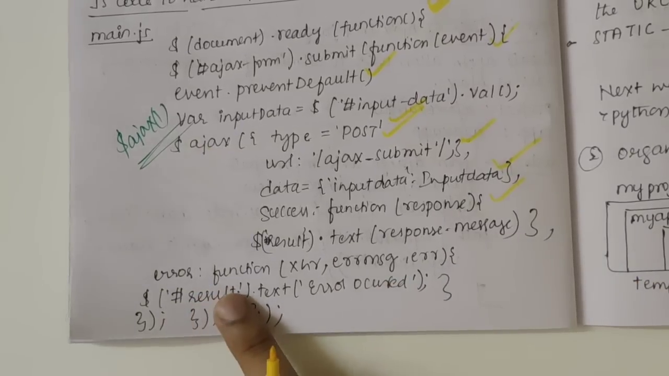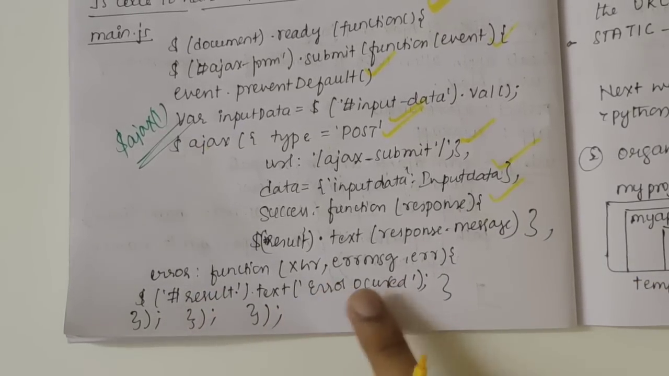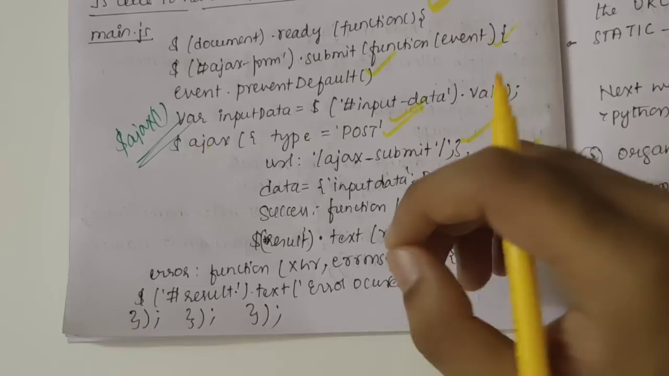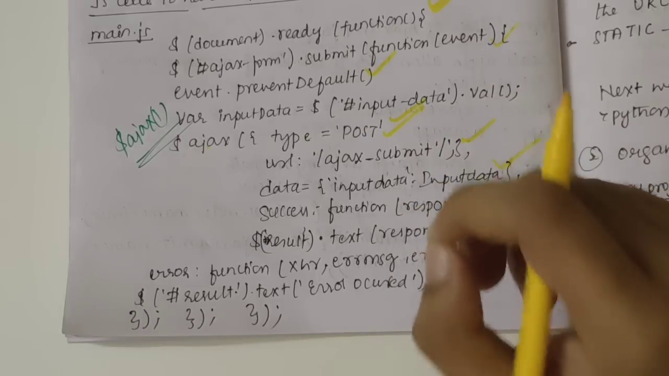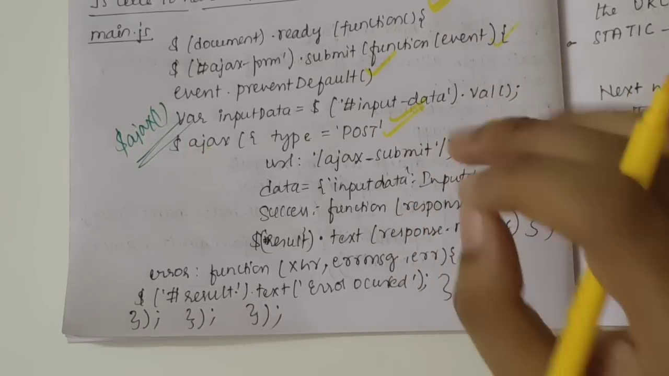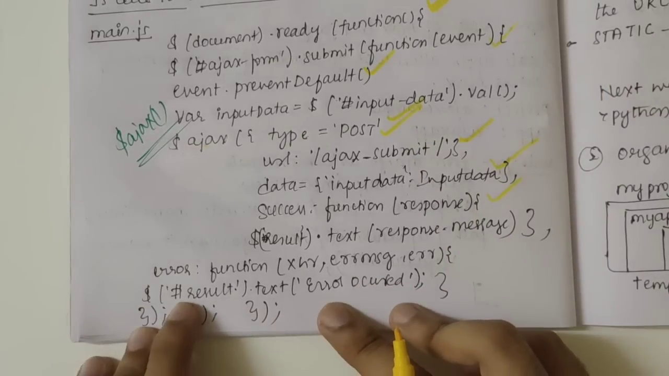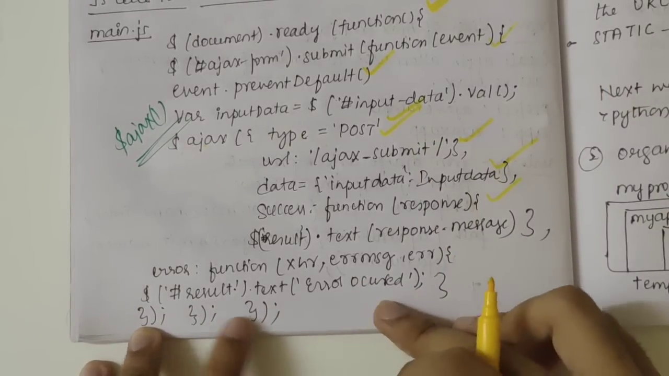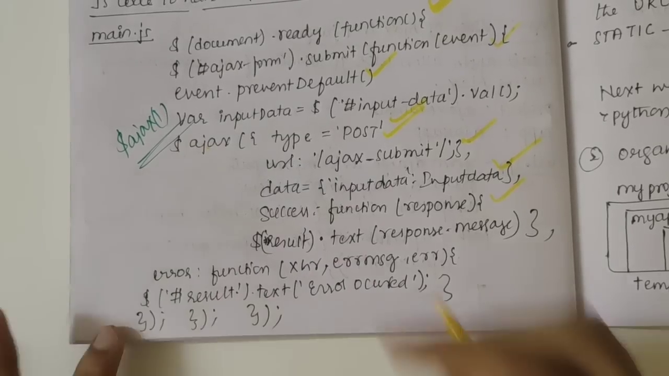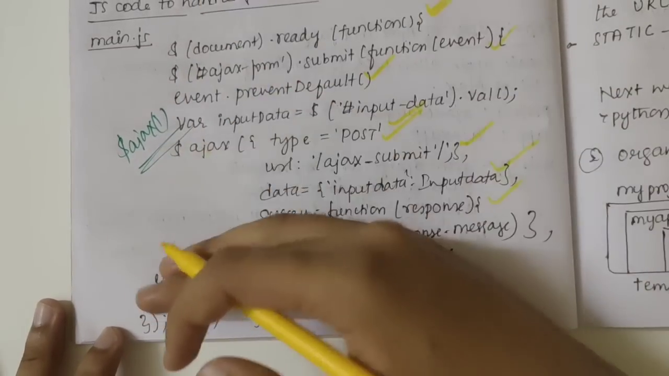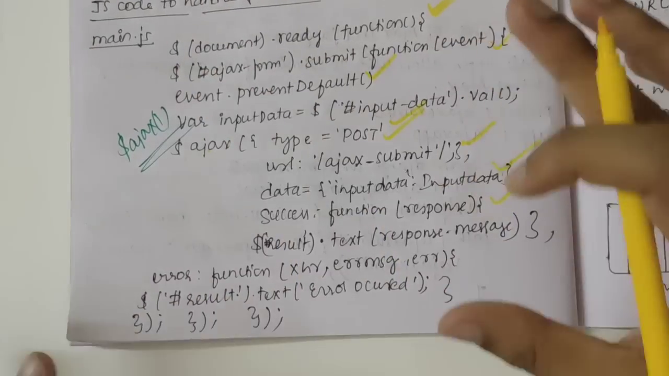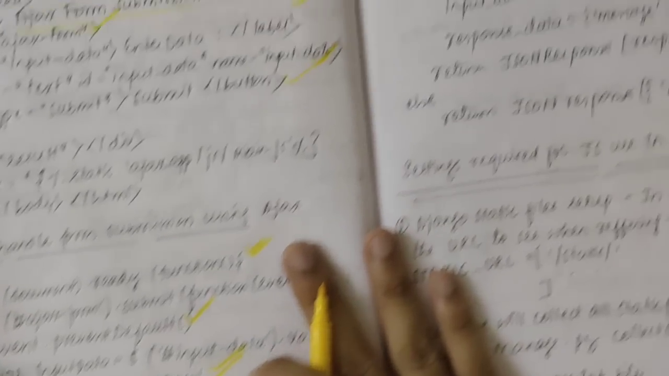After that I have error here. That is the error function, where an XHR error message would be displayed. I will define a callback function that will run if the Ajax request fails. Then finally I am giving result.text as error occurred, if an error occurs. So I'm closing the entire thing. This particular code is written in the main.js file.